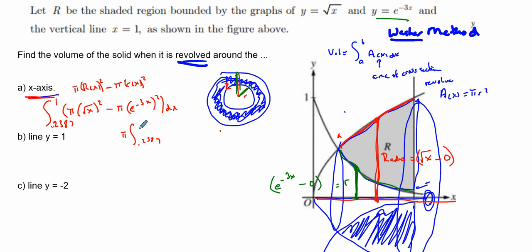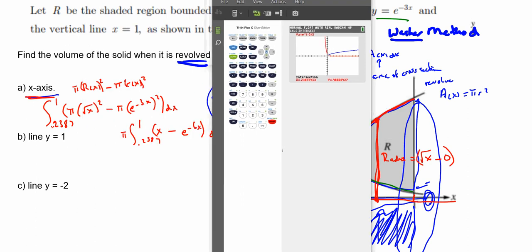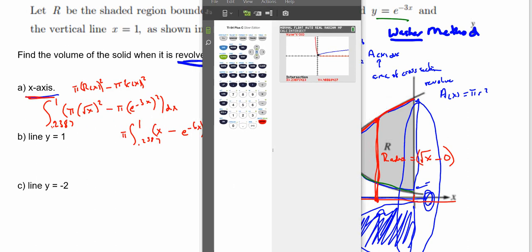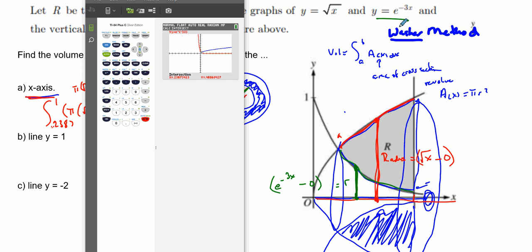We have 0.2387 as our one intersection, and then we're going to go to the farthest point, which is right here, which is 1. We really can just square this, so we have x minus, and we can multiply the exponents together, so we have e to the negative 6x dx, and that would be our value. We can go to our calculator if we want to find that value out.